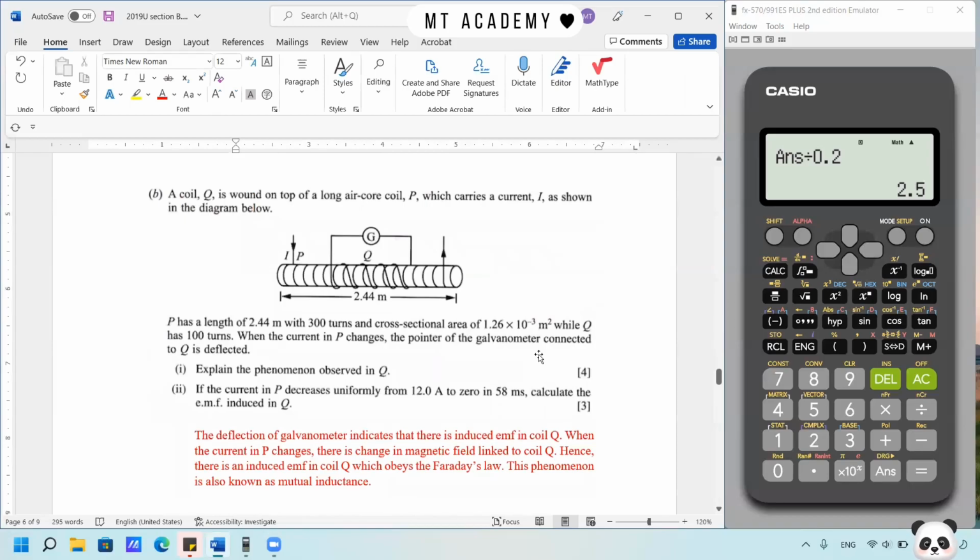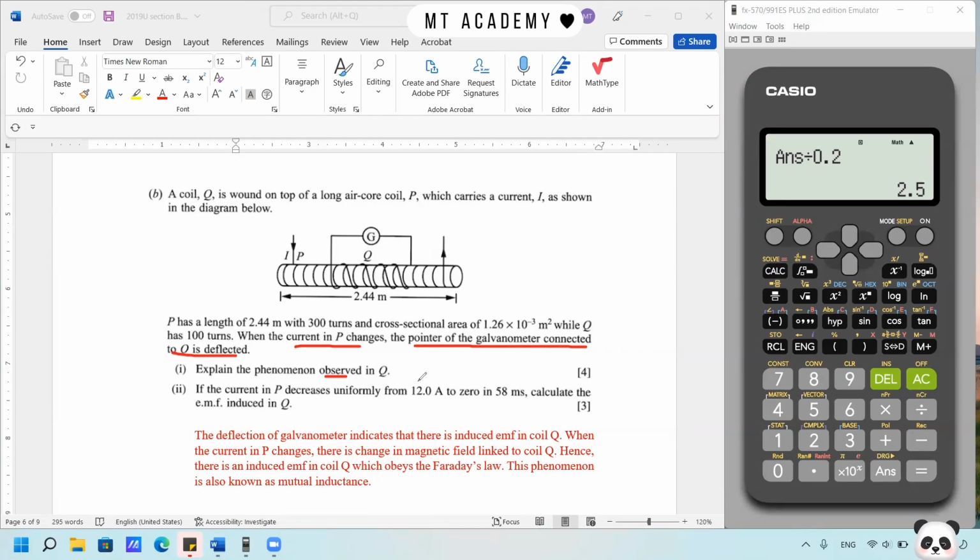This question has also been discussed in one of my videos, which is about the mutual inductance. So we just quickly read through the question. We have these parameters, and when the current in P changes, the pointer in the galvanometer connected to Q is deflected. So explain the phenomenon observed in Q. You need to explain the observation.